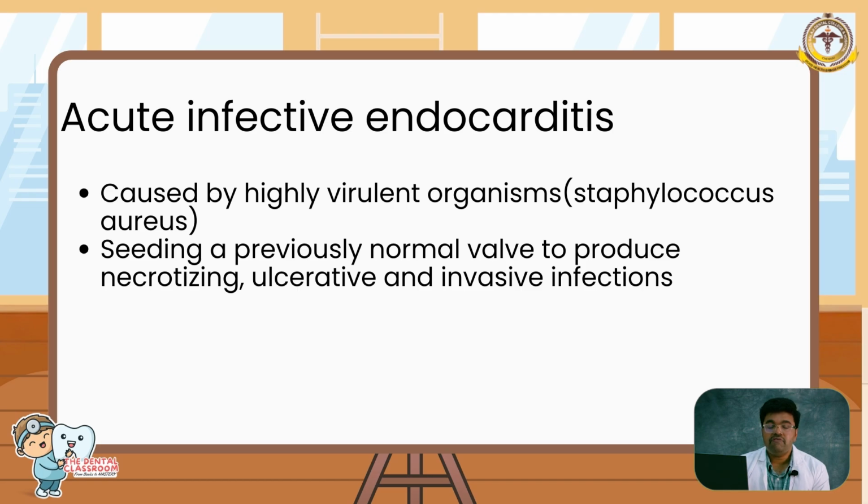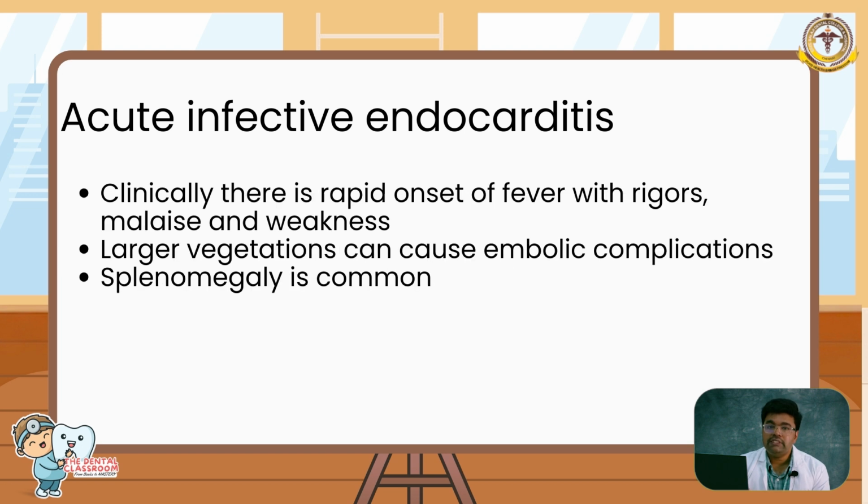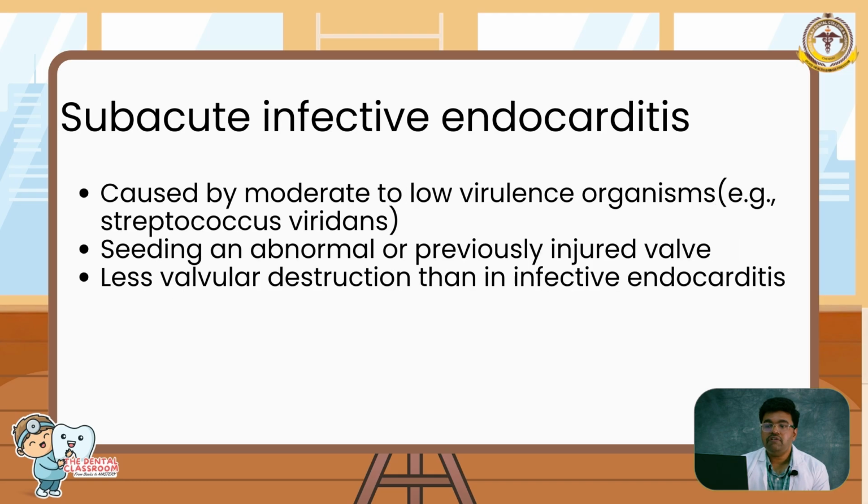It can even affect a normal valve, but abnormal valves can also be affected. Clinically, there is rapid onset of fever with rigors, malaise and weakness. Larger vegetations can lead to embolic complications. Splenomegaly is common. In subacute infective endocarditis, compared to acute, it is caused by low virulent organisms like Streptococcus viridans.